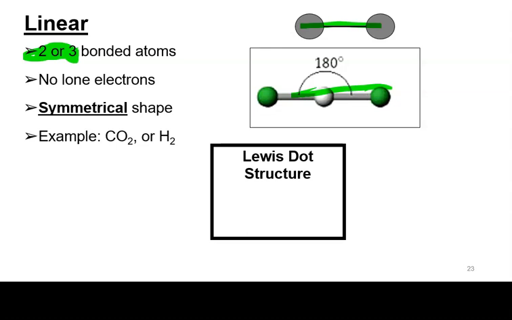For its Lewis dot structure, I will do H2. So we've got H. There's one H. There's another H. And look, they can make that nice little linear bond.